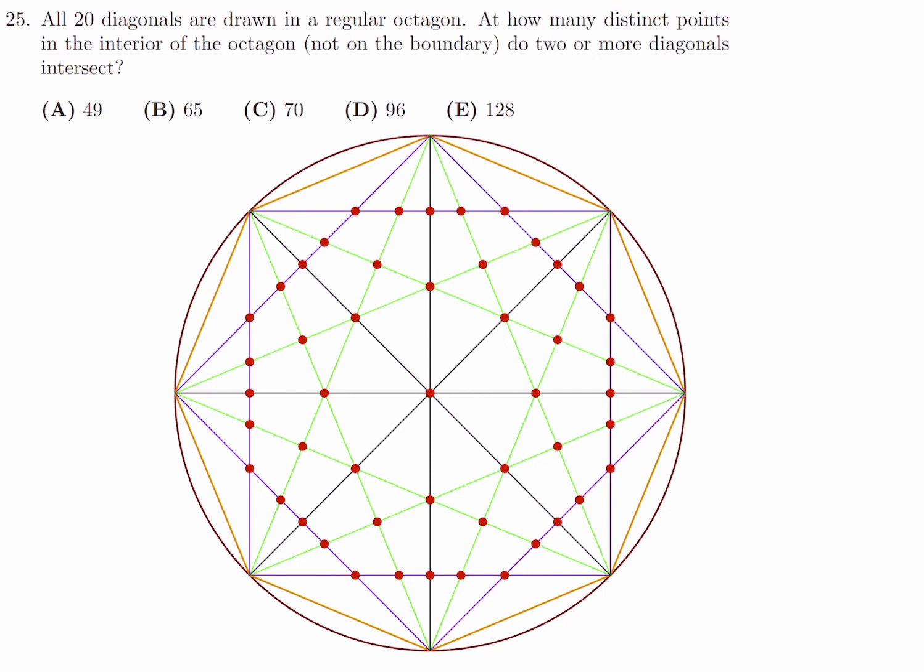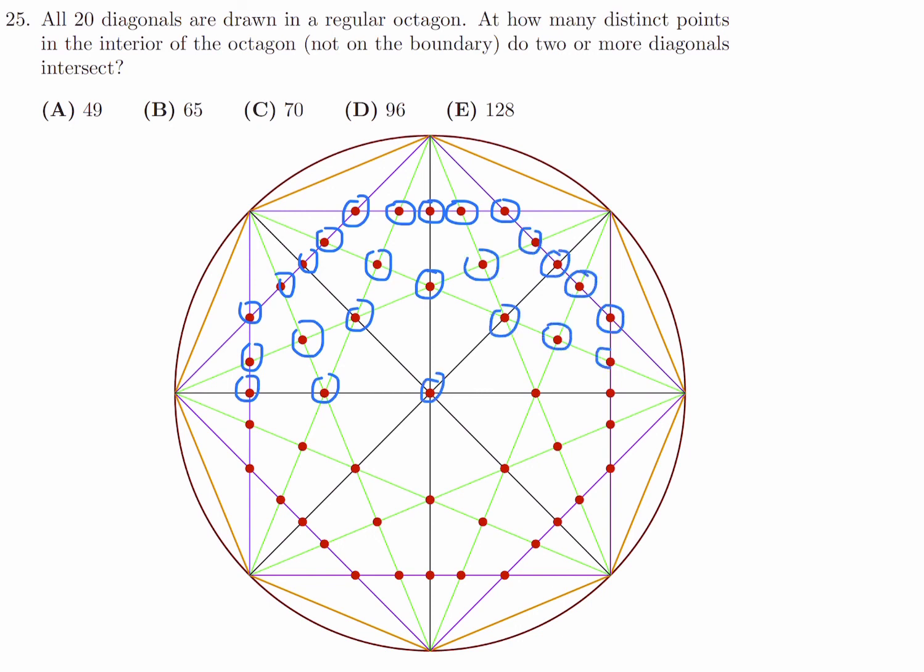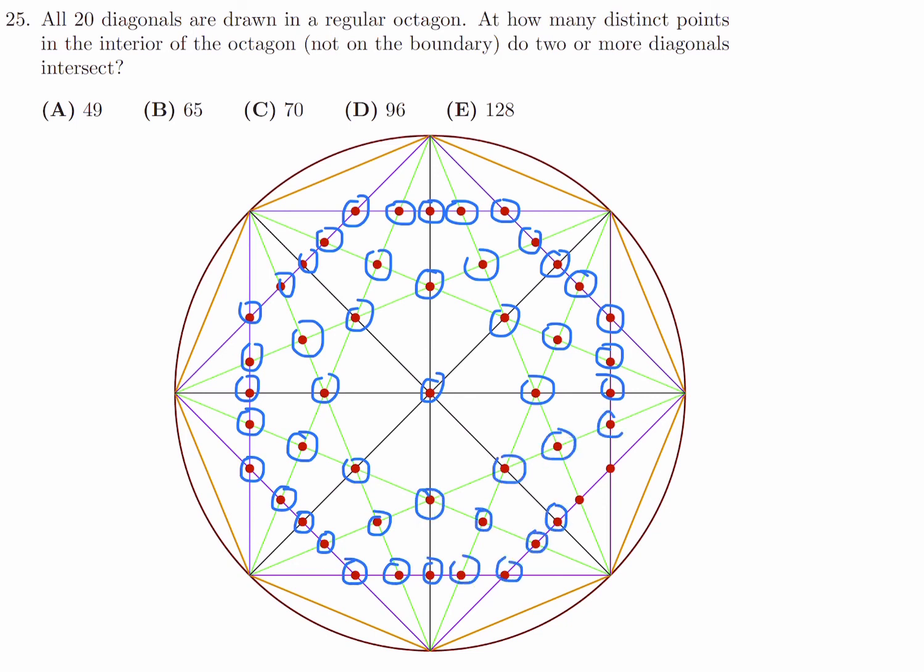And when you count all the red dots, 1, 2, 3, up to 49. And therefore, in a non-scientific way, we got the answer, which is A for number 25.